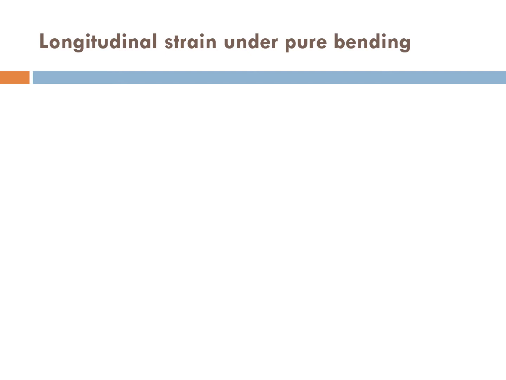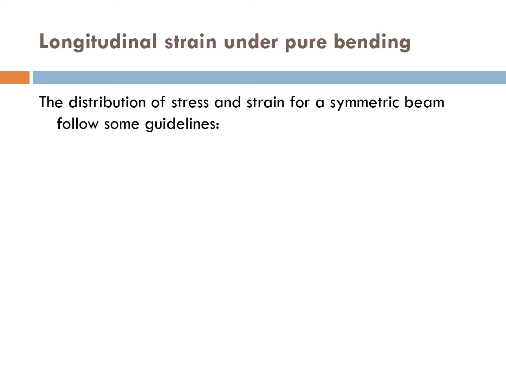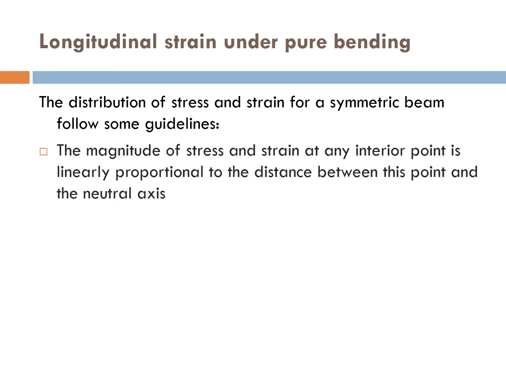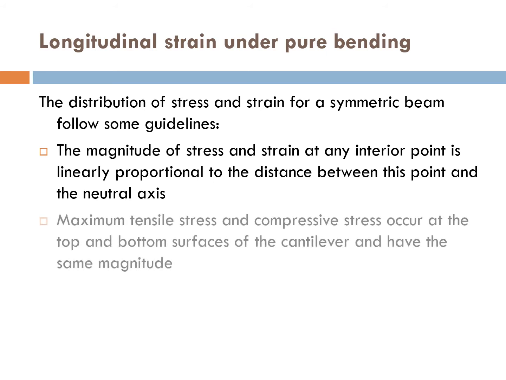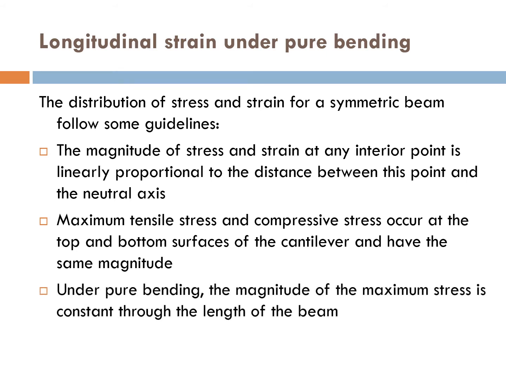For a symmetric beam, the distribution of stress and strain follow some guidelines. That is, the magnitude of stress and strain at any interior point is linearly proportional to the distance between this point and the neutral axis. The maximum tensile stress and maximum compressive stress occur at the top and bottom surfaces of the cantilever, and they have the same magnitude. Under pure bending, the magnitude of maximum stress is constant throughout the length of the beam.